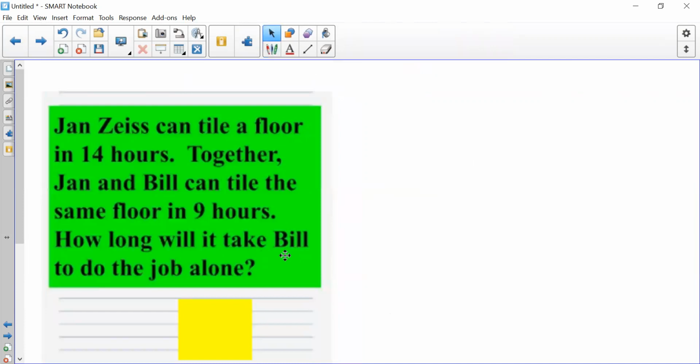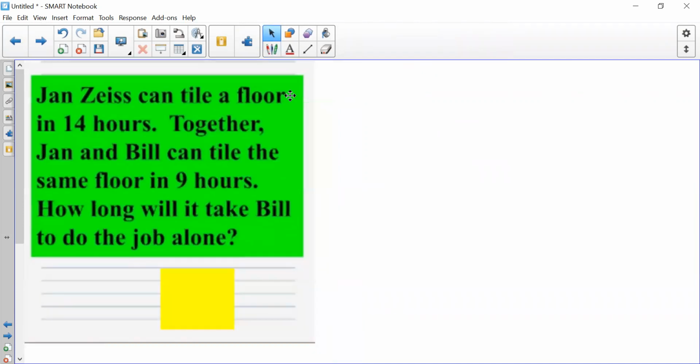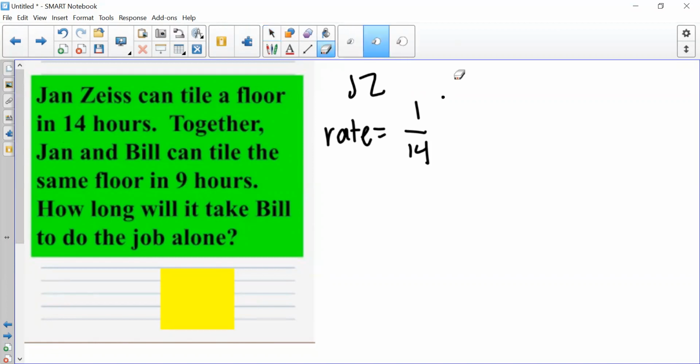This time it's got Jan Zeiss, and she is tiling a floor. That's the job. And she can tile that floor in 14 hours. So her rate is 1 floor in 14 hours. Now this one's a little different. It tells us that together, Bill and Jan can tile that floor in 9 hours. So they gave me the together time. The together time is 9 hours.